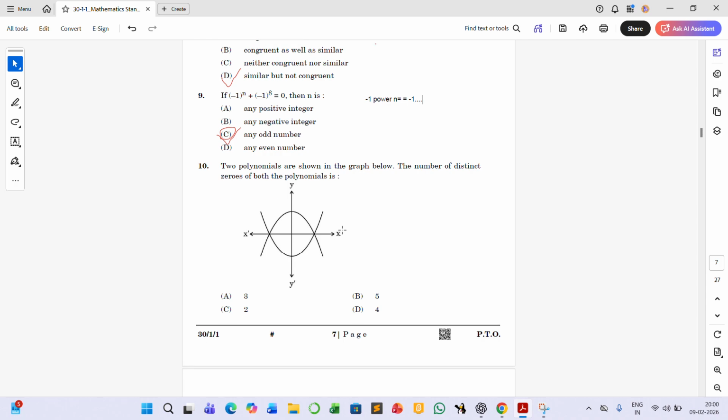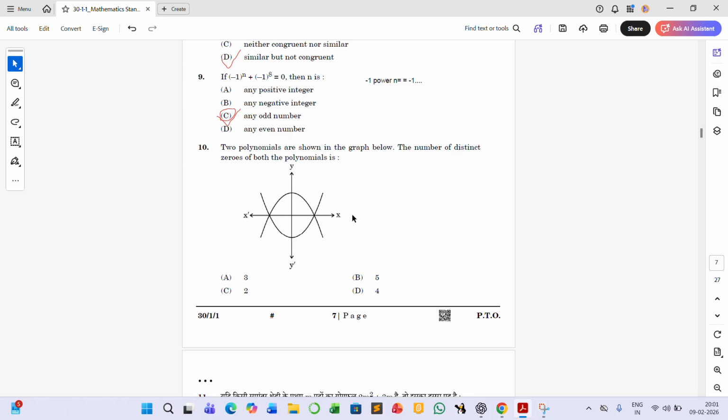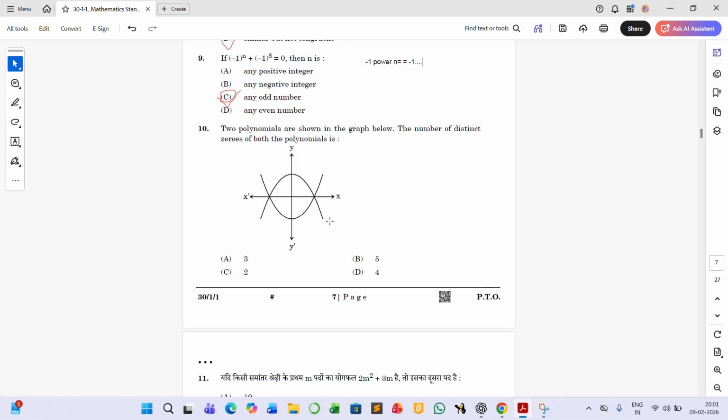Now the 10th question. Two polynomials are shown in the given figure. The number of distinct zeros of both the polynomials is. So we have to tell the number of distinct zeros that both the polynomials have. What do they mean by distinct? They mean the different zeros, which are not common in both.